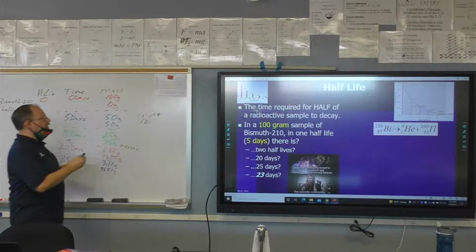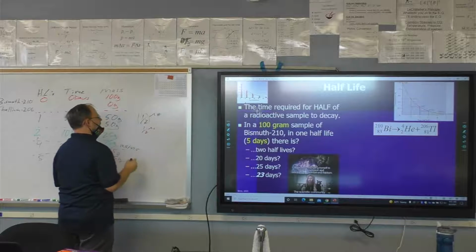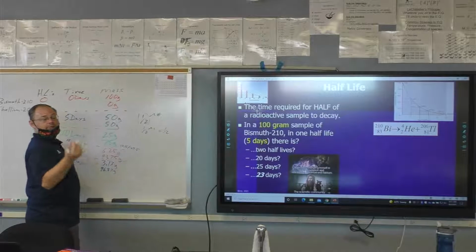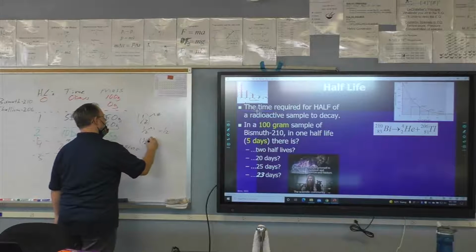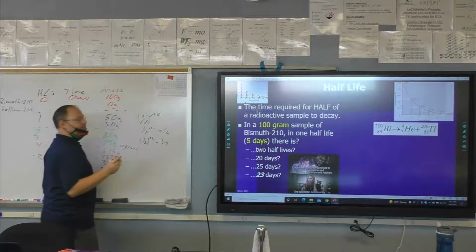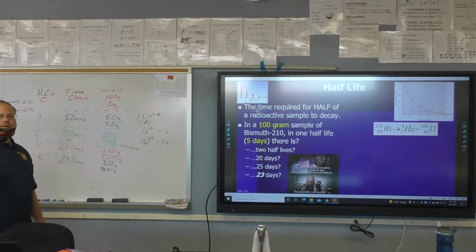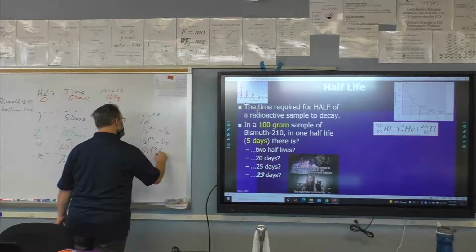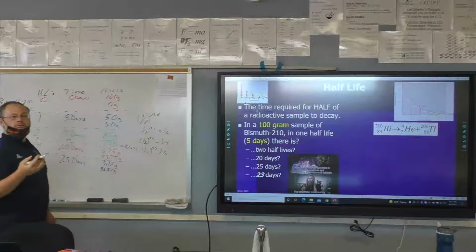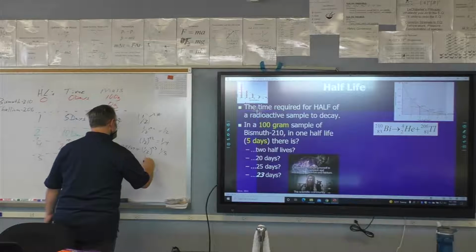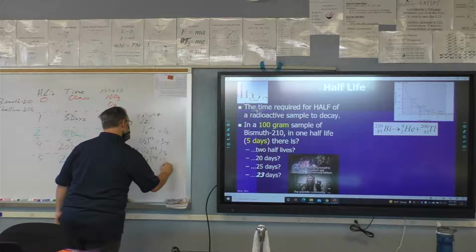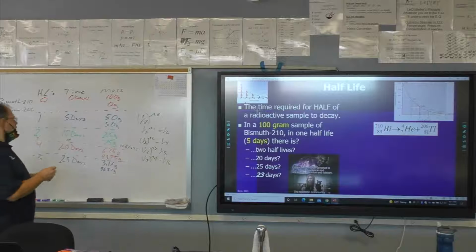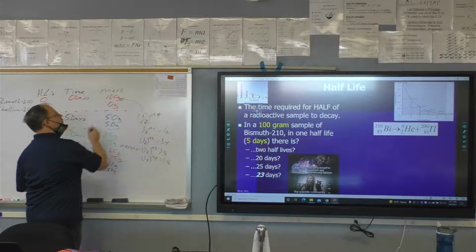So in 1 half-life, that's 1/2 raised to the first power, you have half your stuff. In 2 half-lives, that's 1/2 raised to the second power, you have 1/4 of your stuff. Make sense so far? In 3 half-lives, that's 1/2 raised to the third power, you have 1/8 of your stuff. And in 4 half-lives, raised to the fourth power, you have 1/16 of your stuff. Yes? What do you mean by stuff? Of the original 100 grams.